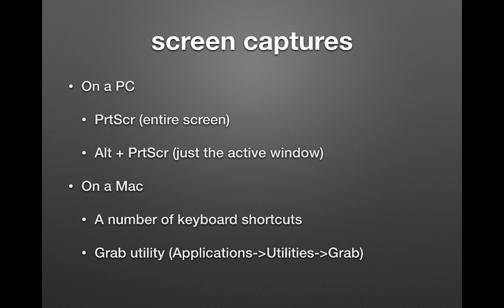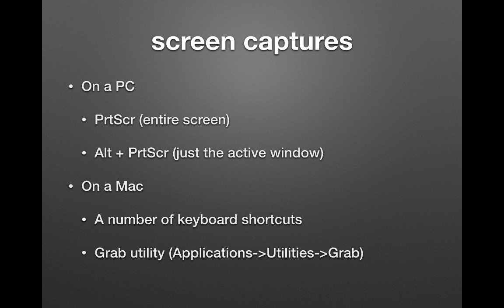So print screen captures the entire screen. If you hold down the Alt key and hit print screen, it'll only capture the active window, whichever window is in the foreground. So on a Mac, there are a number of keyboard shortcuts for doing this. I've heard people talk about a number of different ways of doing it. But the easiest thing for me to do is use this utility that's on the Mac called Grab. To find it, go through Finder to Applications, and then Utilities, and then you'll see the Grab program. Click on it to open it.